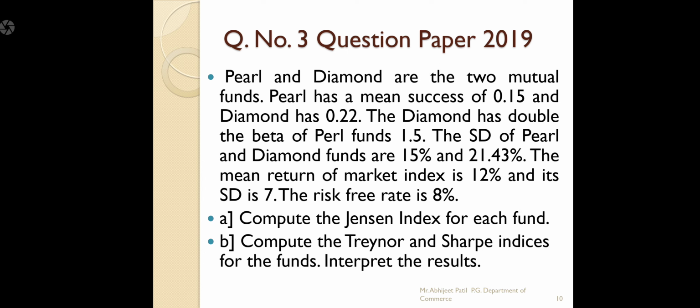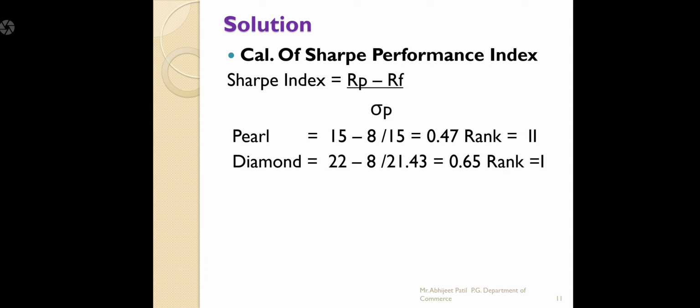So let's solve these questions. First we go for the Sharpe index, which is portfolio return minus risk-free asset divided by standard deviation. So Pearl: 15 minus 8 divided by 15, and Diamond: 22 minus 8 divided by 21.43. So we get 0.47 and 0.65. So the Diamond mutual fund has more returns compared to Pearl as per the Sharpe performance index.